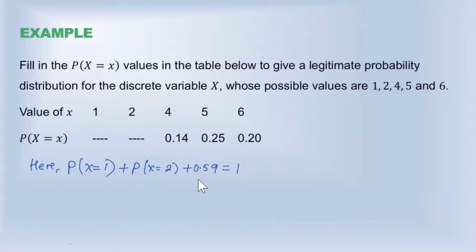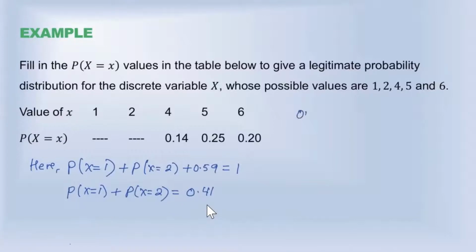Now let's subtract this 0.59 on both sides. What did you get? Probability of x equal to 1 plus probability of x equal to 2 equal to how much? 0.41. 1 minus 0.59, that is 0.41. That means we have to select the two probability values here so that the sum is 0.41. So there are so many answers. There are so many possibilities.